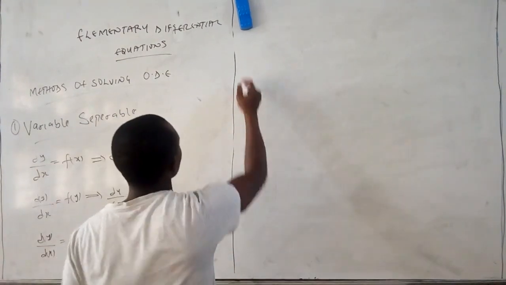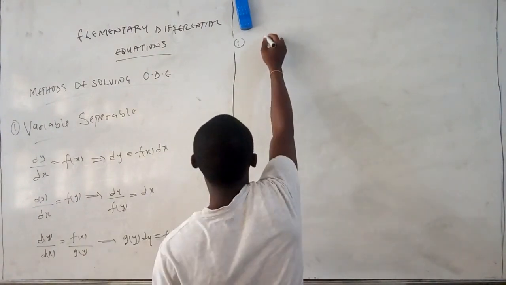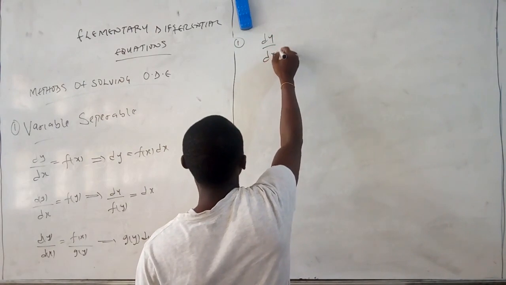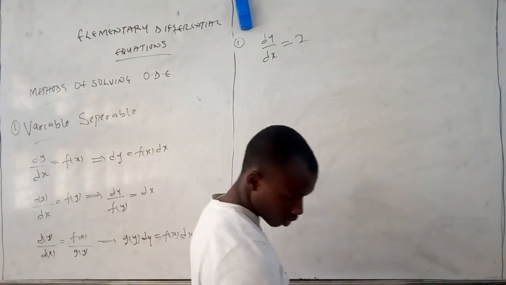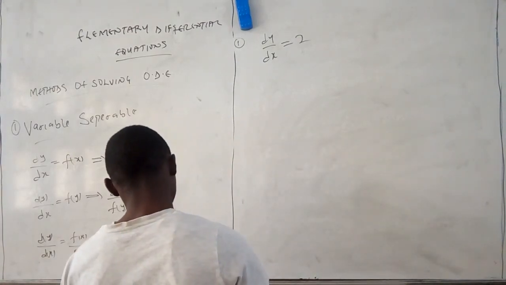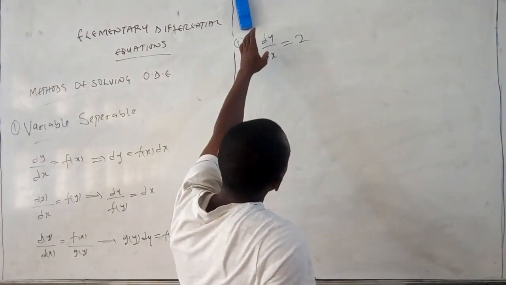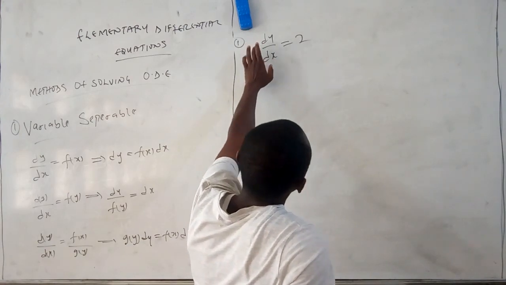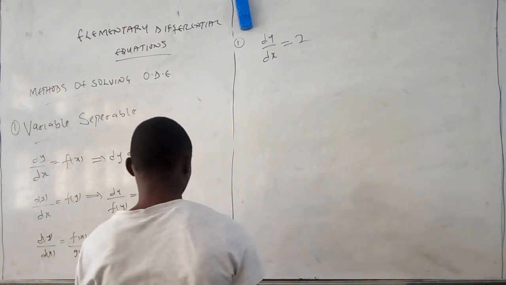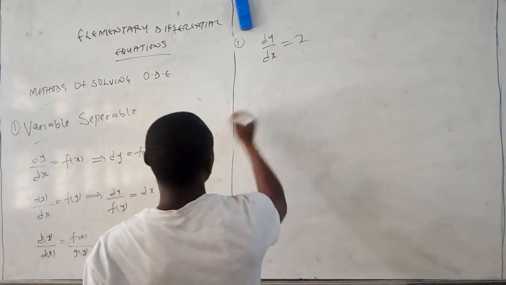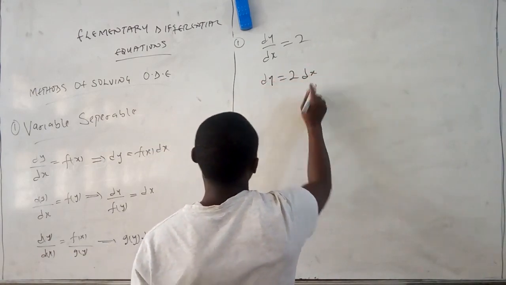So if we take an example, let's say example 1, you are given dy dx is equal to 2. Clearly from here, 2 is a constant. So you can differentiate it, you can integrate it, you can take it as a y variable or as an x variable. First, let's start with as an x variable. So you have dy is equal to 2 dx.